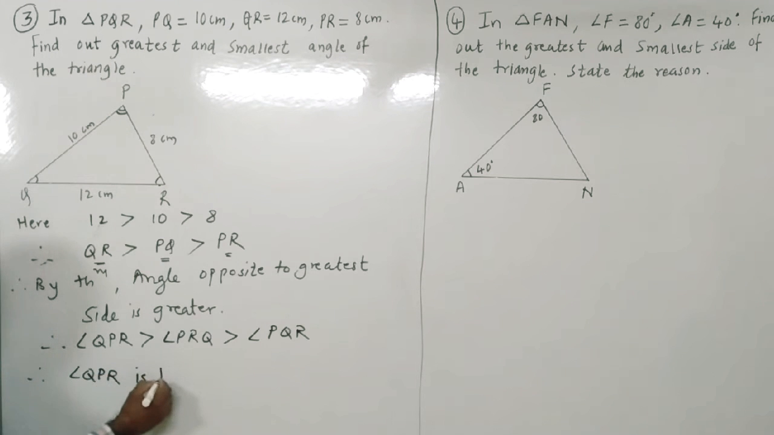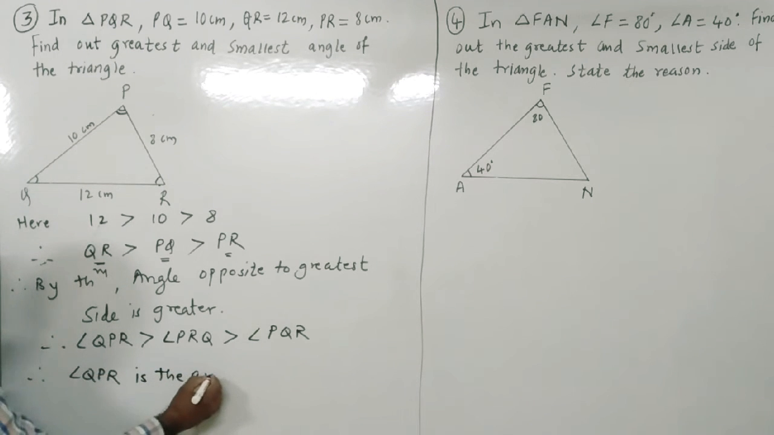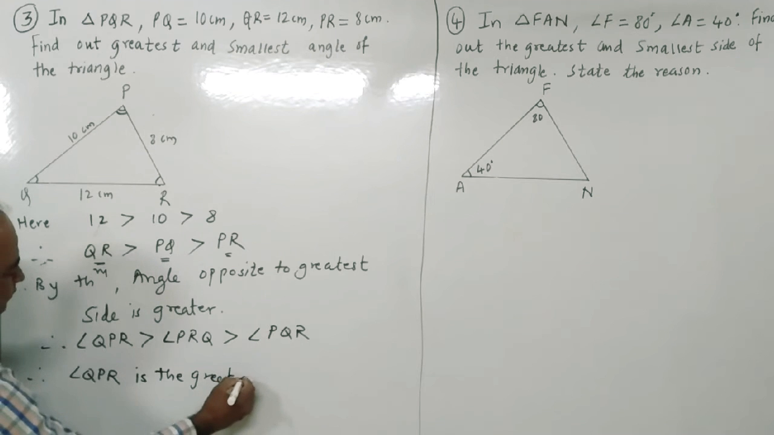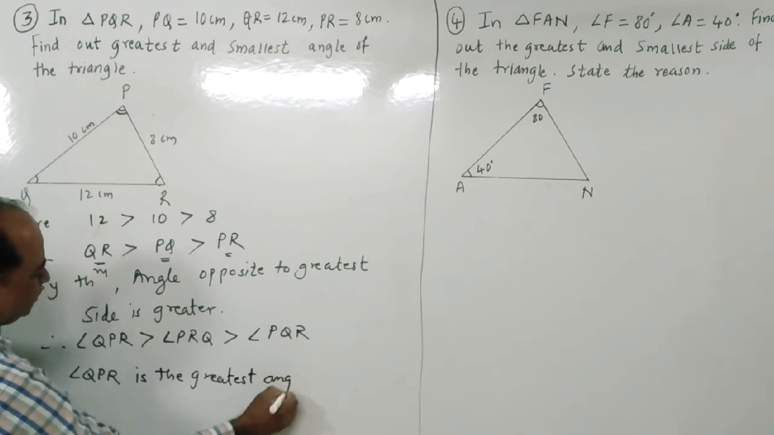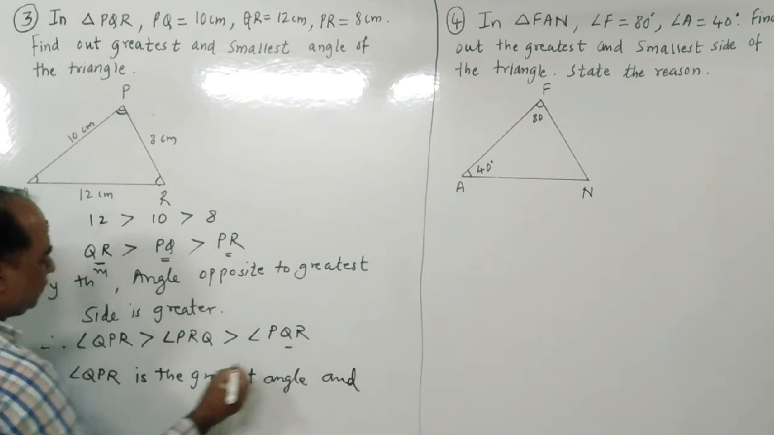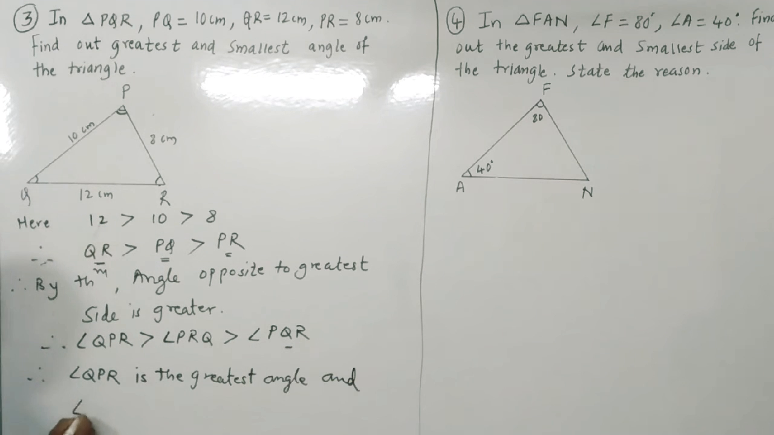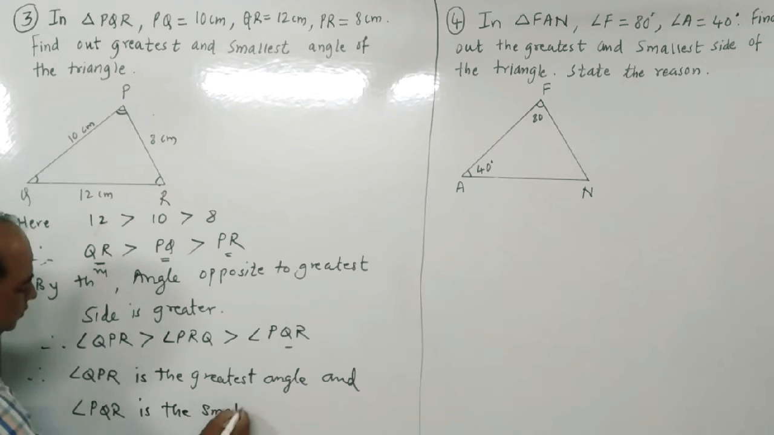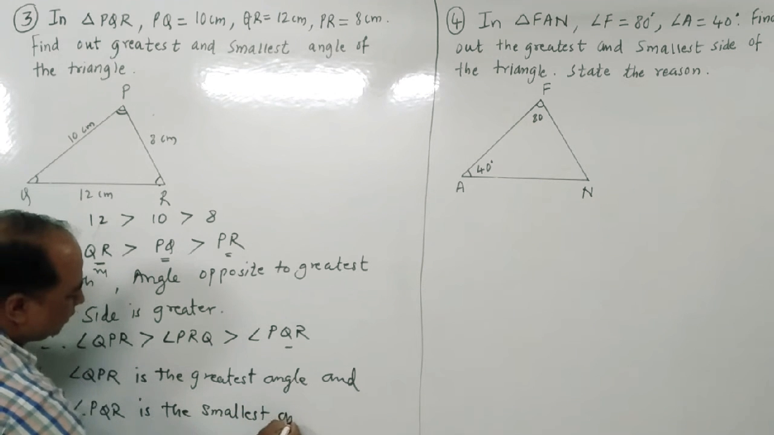Therefore, angle QPR is the greatest angle, and angle PQR is the smallest angle.